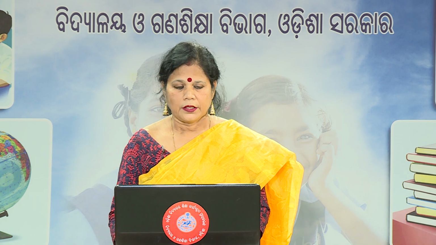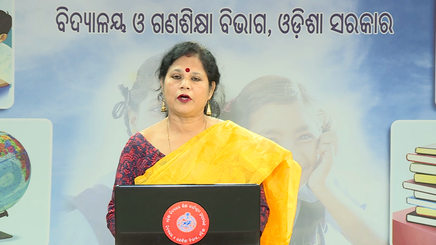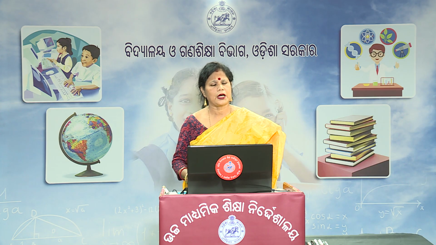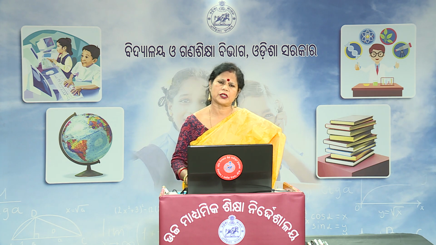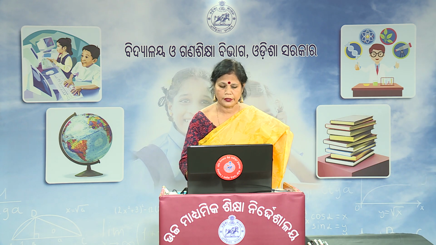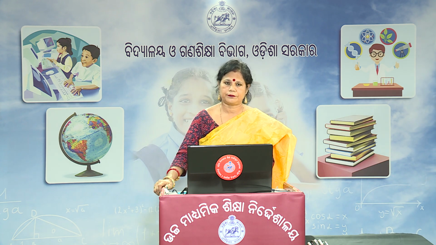Okay. So the rule is by affirming the antecedent, we affirm the consequent, but not conversely. So this is the rule. But if we argue in the reverse order, if we do just the opposite, then the argument will be fallacious. The argument will be invalid argument.